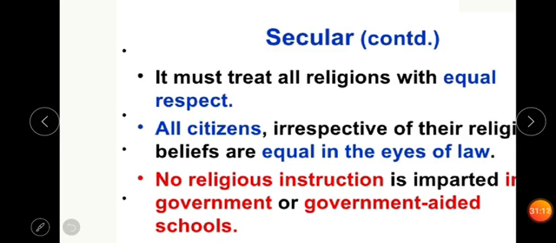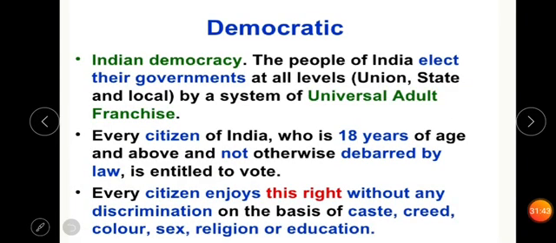Everything is equal. Every religion is having its own feature, and they are free to follow their religion and to celebrate their festival. No religious instruction is imparted in the government or government aided schools. They can follow as per their popularities. So that is about secularism. Now we will talk about the democratic.